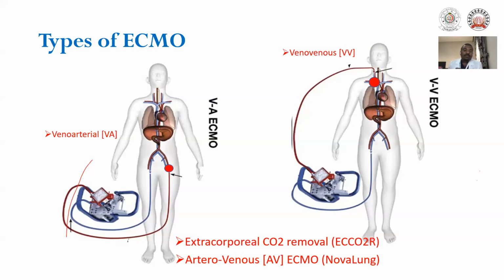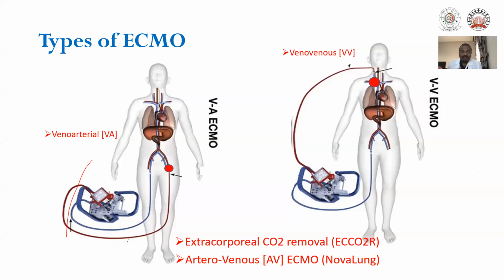There are other advanced types of ECMO available. They are called extracorporeal CO2 removal, ECCO2R. In this technology, oxygenation is provided by slow ventilation of the native lungs. That means you have to continue with your mechanical ventilation. The CO2 removal will be accomplished by the ECMO circuit. The external circulation will try to remove the excessive CO2, thereby maintaining the pH.